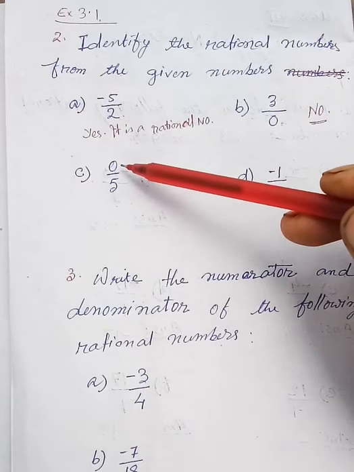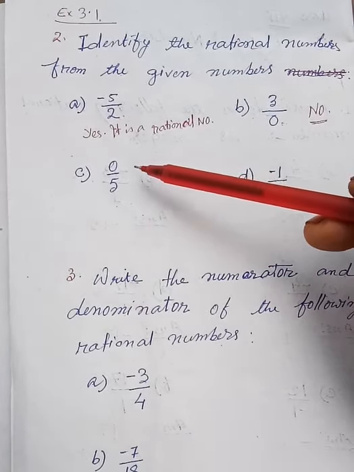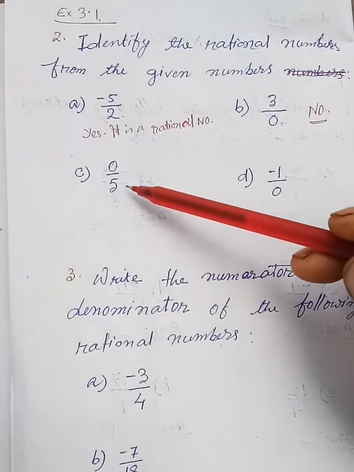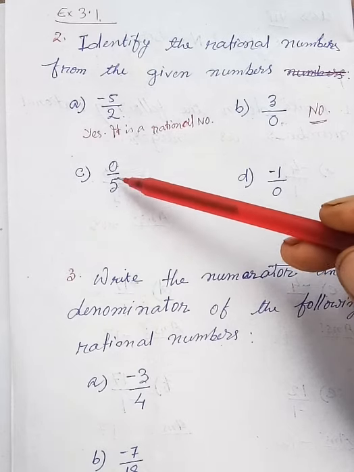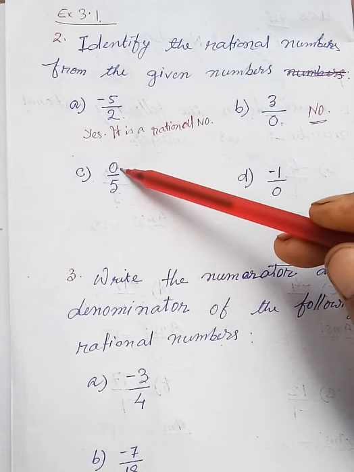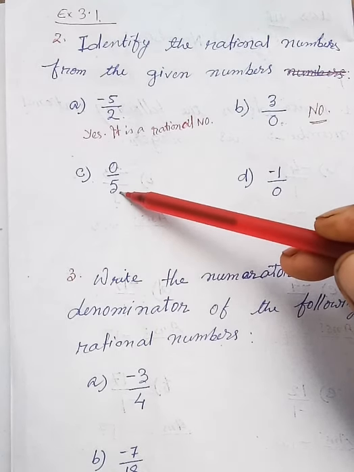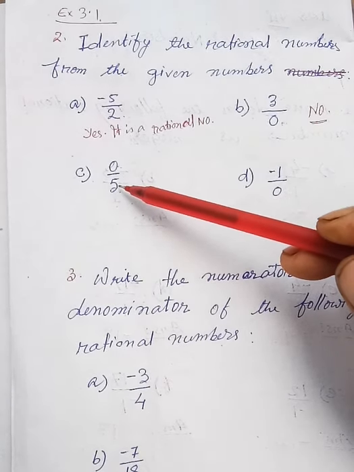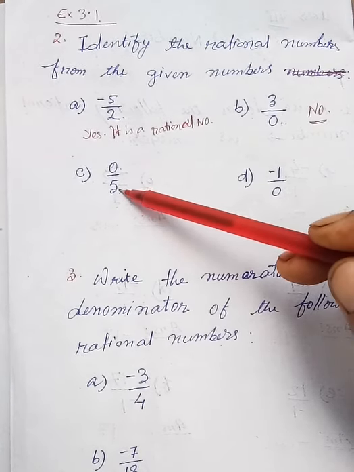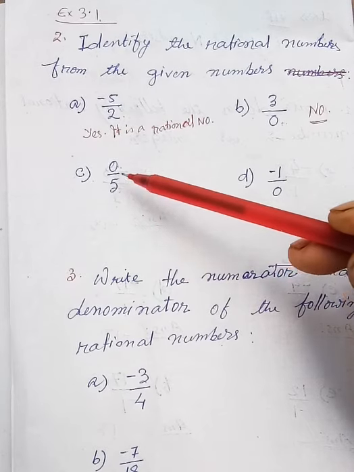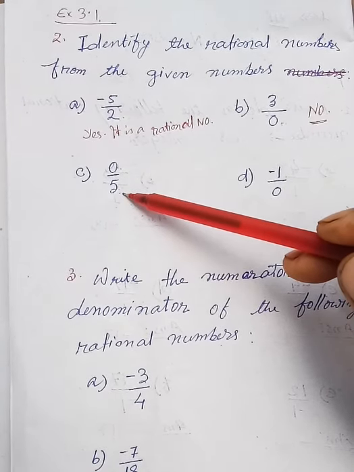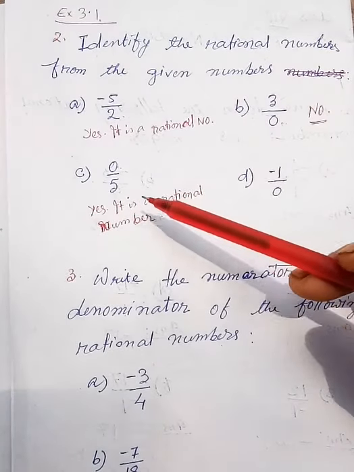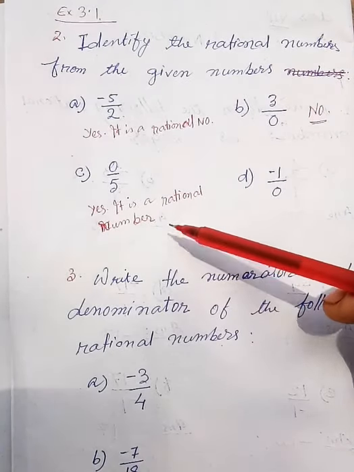So is it in the form of p by q or not? Yes, it is in the form of p by q, and both p and q values must be integers. Yes, 0 is an integer, 5 is also an integer, and the q value must not be equal to 0. So this q value is not 0, so it is clearly a rational number. So we can say yes, this is a rational number.